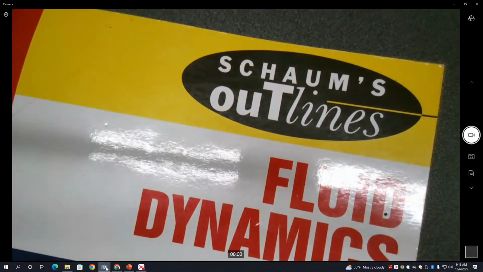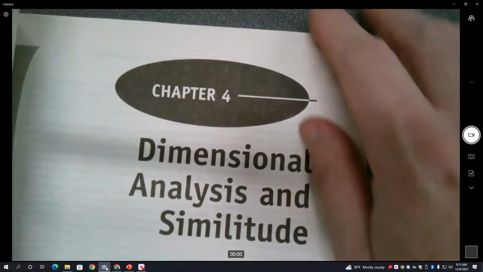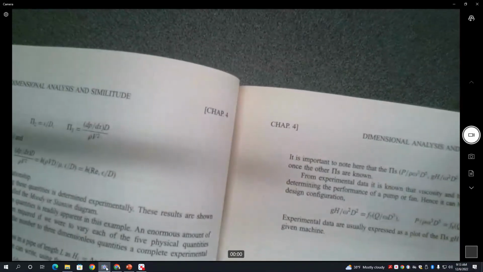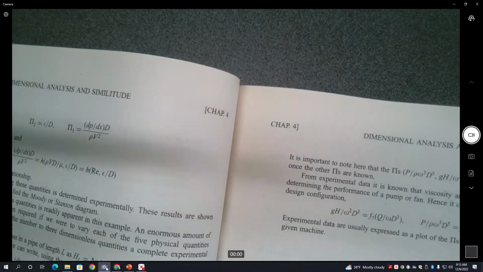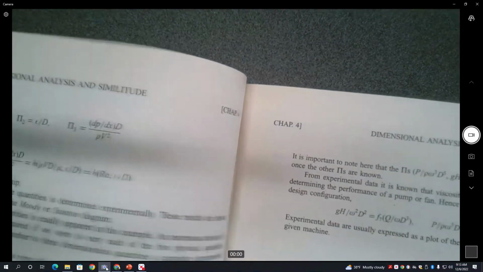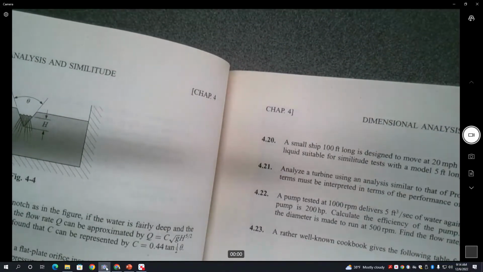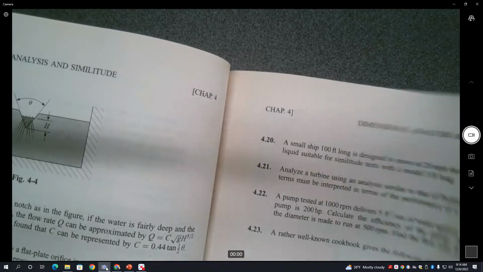So I have my good friend Sean's outlines. Pick something out of there. So there you go: dimensional analysis and similitude. It's fun to just pick this stuff off of the topic and see if we find something. This makes for a great video. So I don't have the answers to this.